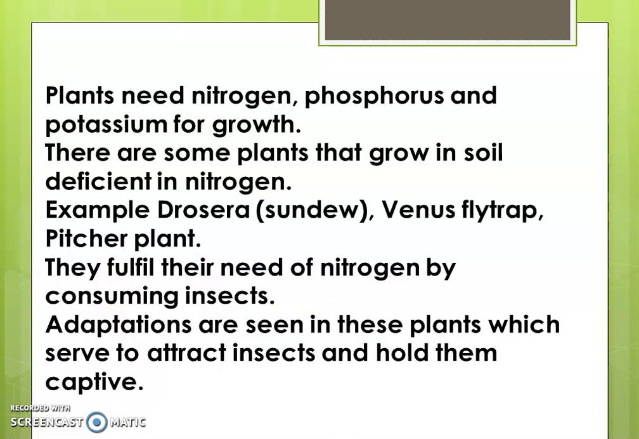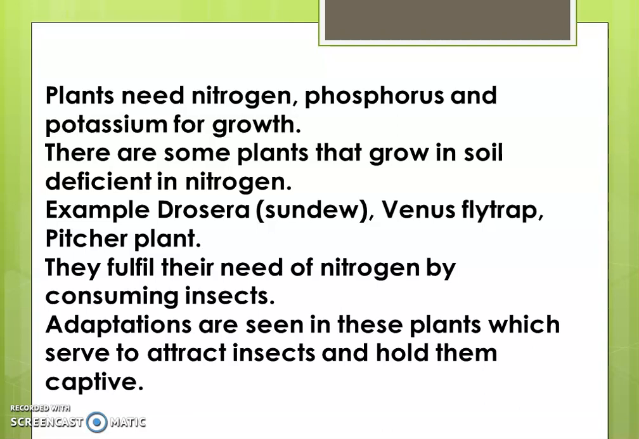Now plants need nitrogen, phosphorus and potassium for growth. What are the three things which are useful for the growth of the plants? You have to remember, because this will come in fill in the blanks or name the following. So plants need nitrogen, phosphorus and potassium for growth.